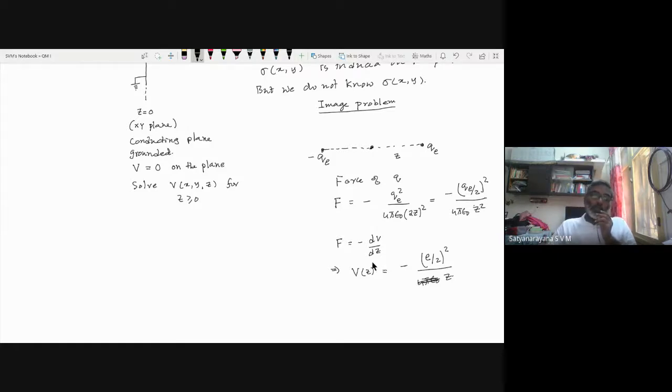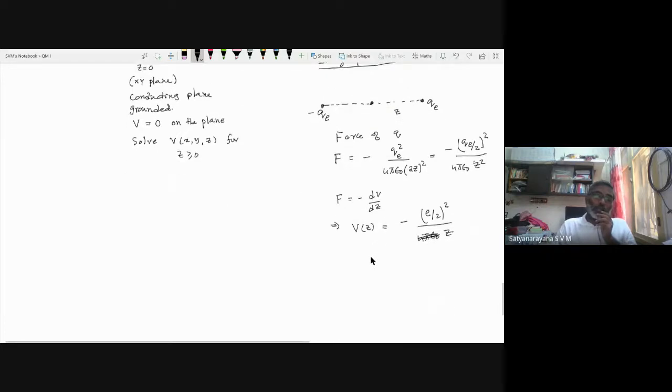Now you look at the hydrogen atom. So compare with the hydrogen atom. Hydrogen atom, what is the potential? V is equal to minus E square by R. Now Z is like R, and E has to be replaced by E by 2.